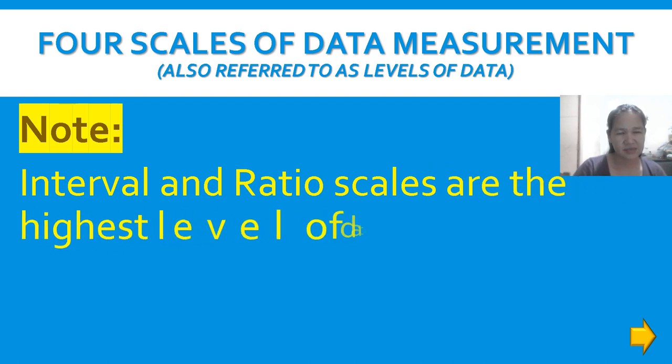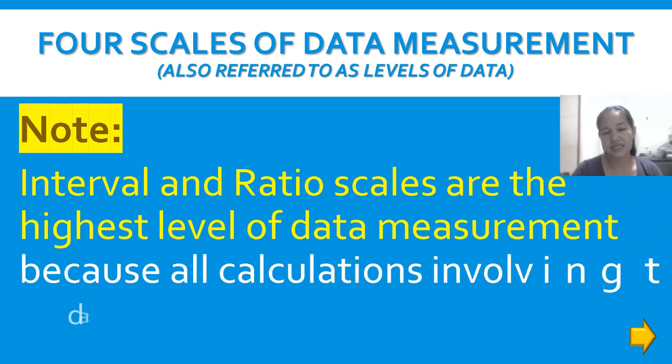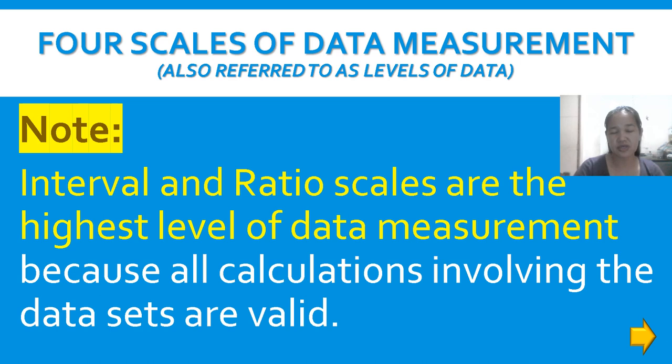Please keep in mind that interval and ratio scales are the highest level of data measurement because all calculations involving the data sets are valid. You may still ask why it is considered the highest level of data measurement. Since the interval scale has the characteristics of the nominal and ordinal scales, and the ratio has all the characteristics of all the other scales of data measurement.